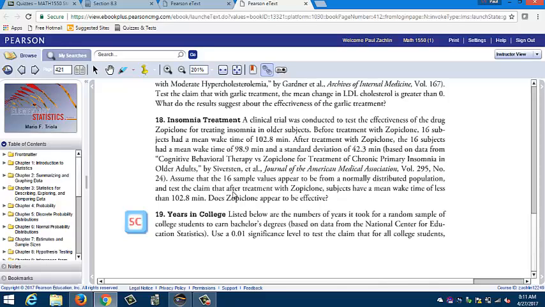Test the claim. I always go to the bottom. I don't even read the whole thing. I just go to the bottom and try and find the little question mark, right? Test the claim after treatment with Zipoclean, subjects have a mean wake time of less than 102.8 minutes. You always want to, you have these huge problems. Before you start reading all the details, just ask yourself, what are we supposed to do? So that's why I did this as my original claim.